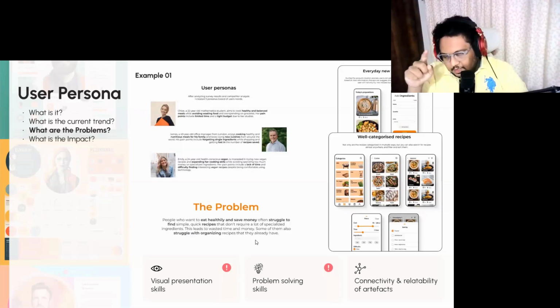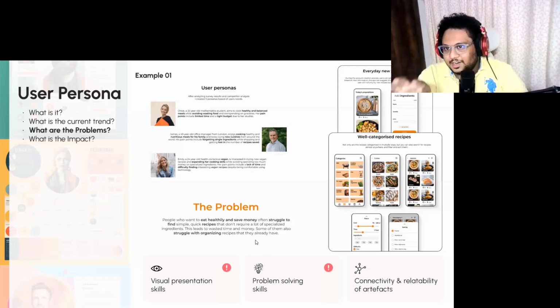Now, even if you look at all these things, like the problem and the personas, and now if you see the artifacts they have produced or the features, there are everyday new ideas. And then there are well categorized recipes.